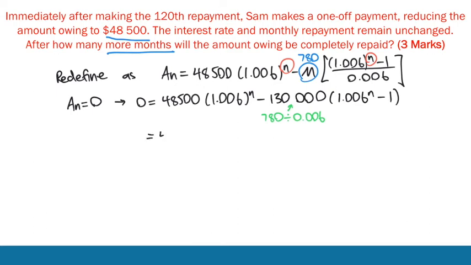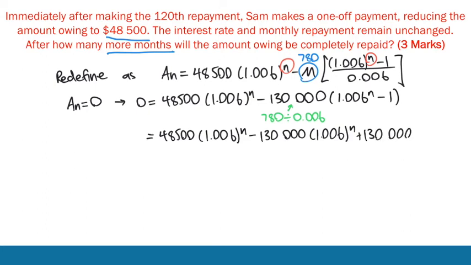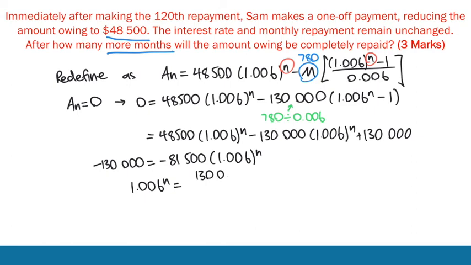From here, let's expand that latter bracket. So we just have this term at the front unaffected. We have minus 130,000 lots of 1.006 to the n. And then we have plus 130,000. Be careful of the sign change by the double negative there. Rearrange this equation, and we'll pop negative 130,000 on this side by subtracting that 130k. And then on the right-hand side, we have 48,500 lots of 1.006 to the n minus 130,000 lots of it. And what that gives us is minus 81,500 lots of 1.006 to the n. From there, we do some division, and we get 1.006 to the n equals 130,000 over 81,500. The negatives have cancelled. And that simplifies to 260 on 163.